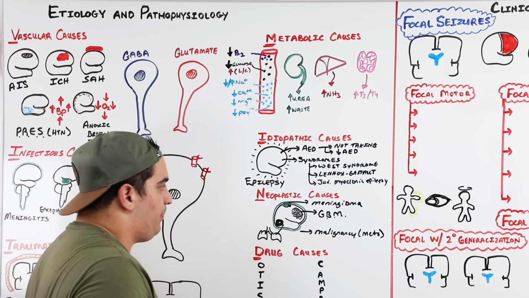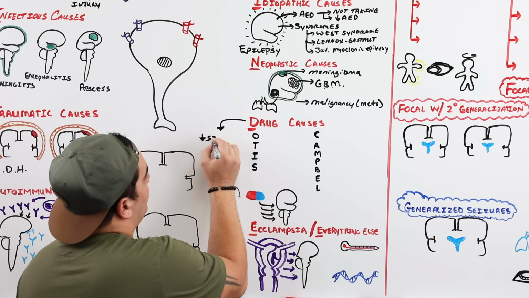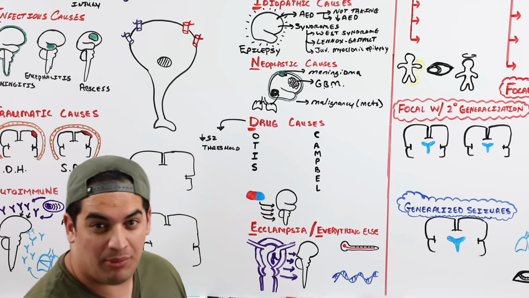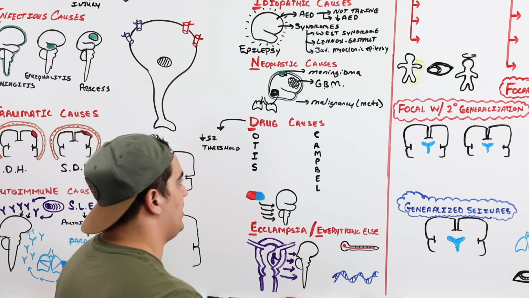All right, the next cause within our vitamin D and E mnemonic is drug causes. Now, drug causes, similar to metabolic causes as we mentioned above, lower your seizure threshold. So they just lower the threshold at which a seizure could be triggered. There's a bunch of different medications. I don't want you to remember every single medication, but some of the important ones can be remembered by this mnemonic: Otis Campbell.